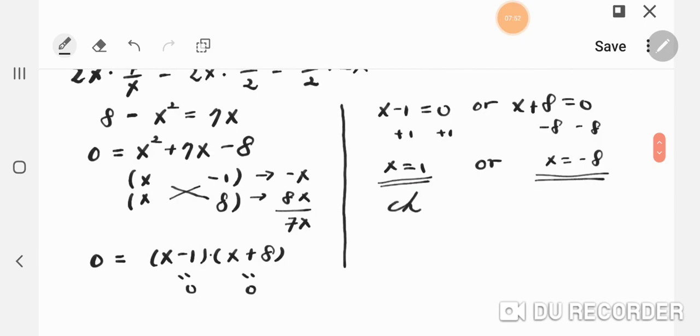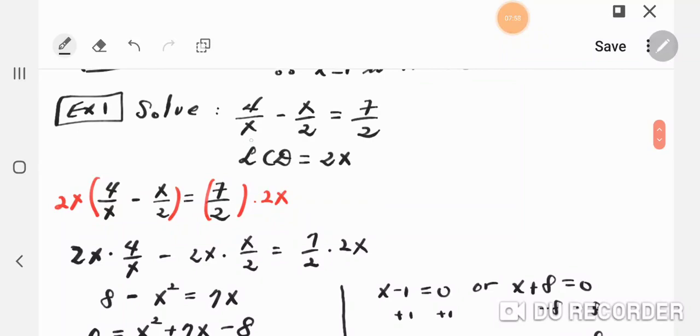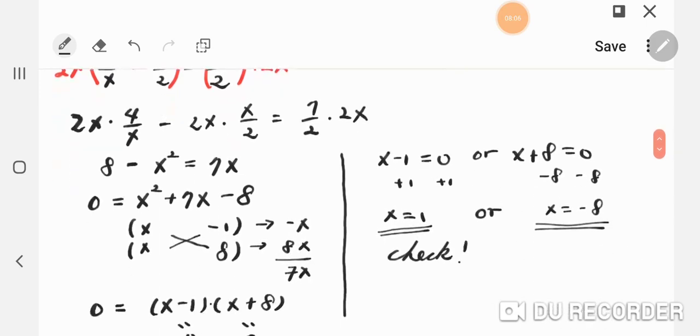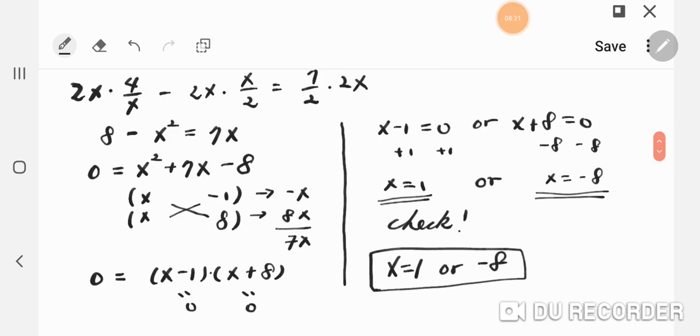And check the solution. If you see the original equation, x can be any real number except 0, because if x equals 0, then the denominator will be 0. It's undefined. The equation will be undefined. So as long as the values that we found are not 0, then they are the solutions. So the solution will be x equals 1 or x equals negative 8. These two values are the solutions.